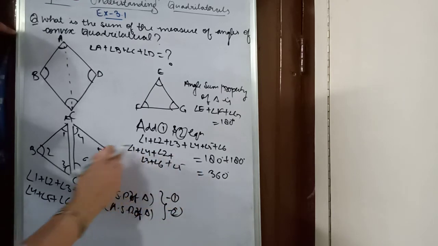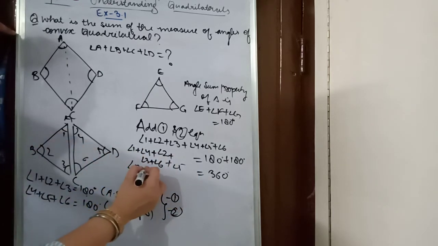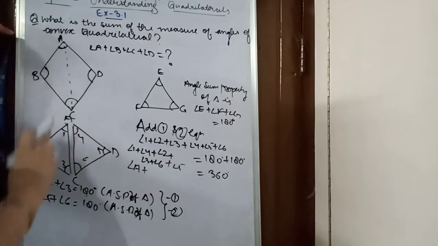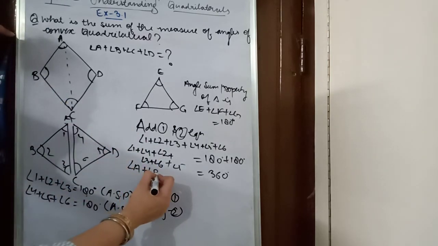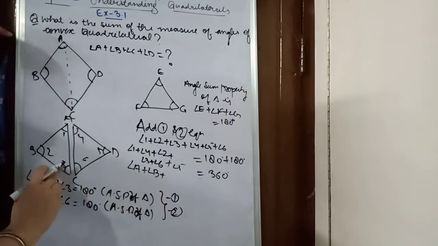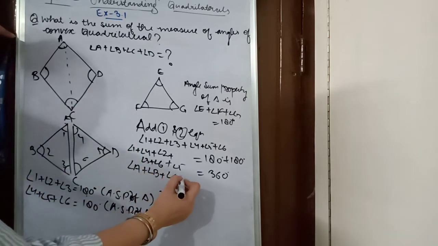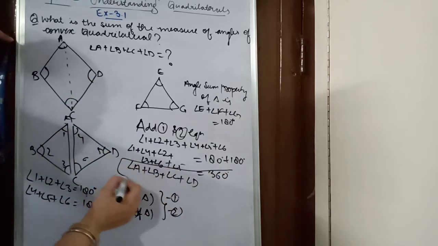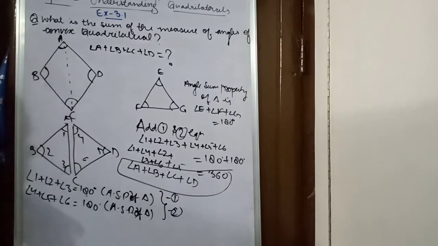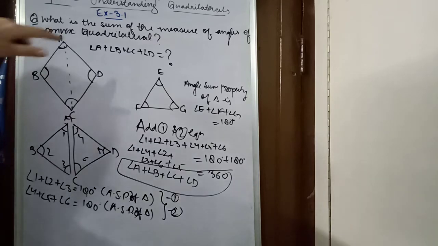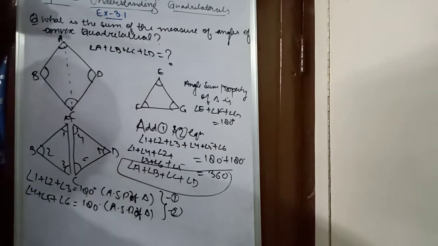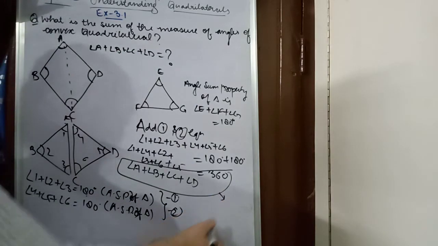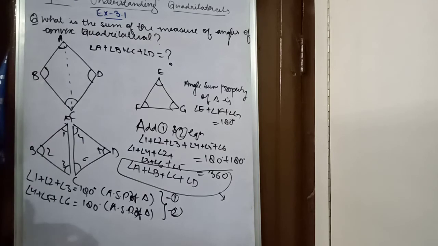Now in place of angle 1 plus 4, can we write angle A? Yes, angle A. Then in place of angle 2, can we write angle B? Yes. In place of angle 3 plus 6, can we write angle C? Yes. In place of angle 5, can we write angle D? Yes. So this is the proof that angle A plus angle B plus angle C plus angle D is equal to 360, and this was the sum of the measure of the angles of a convex quadrilateral. So I hope it is clear.